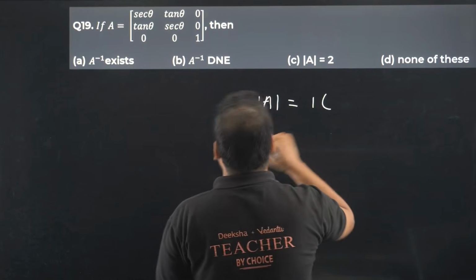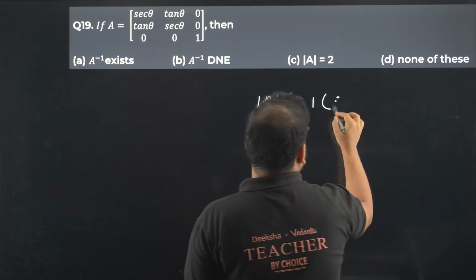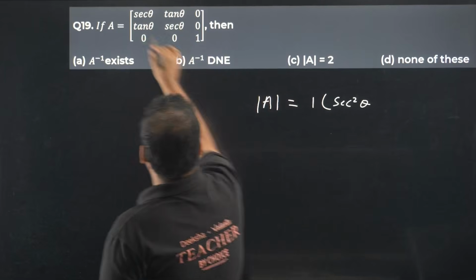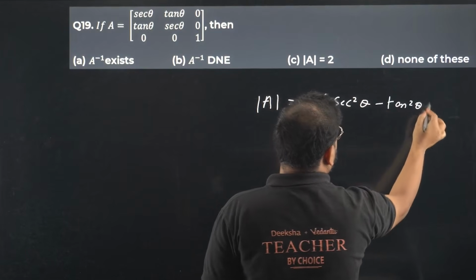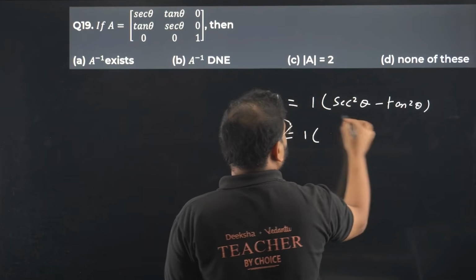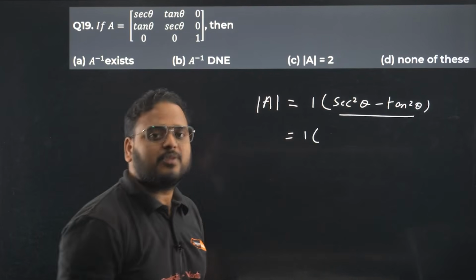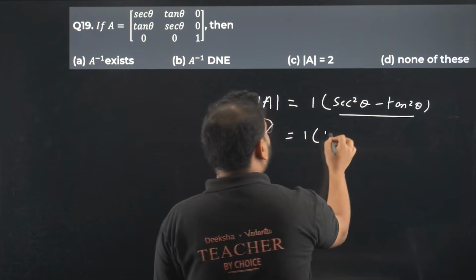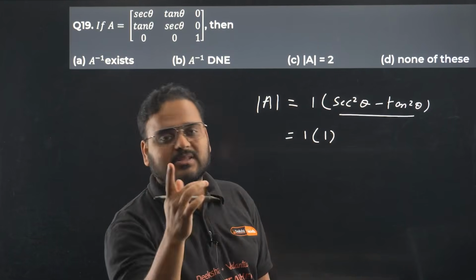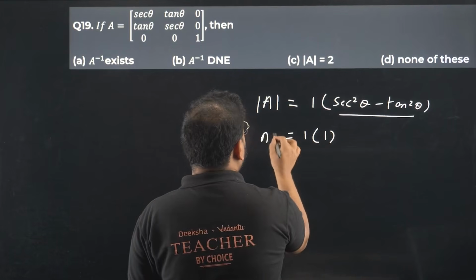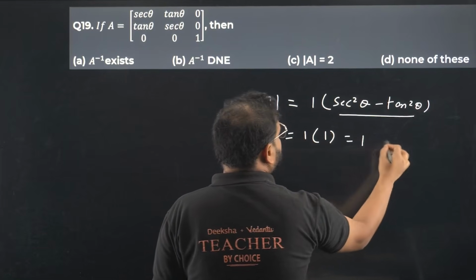1 times sec square theta minus tan square theta, which is 1. This is nothing but an identity. Sec square minus tan square is nothing but 1. Trigonometric identity, right? Remember, grade 10. 1 plus tan square is sec square. So sec square minus tan square is 1. So I'm getting determinant of A equal to 1, which is non-zero.